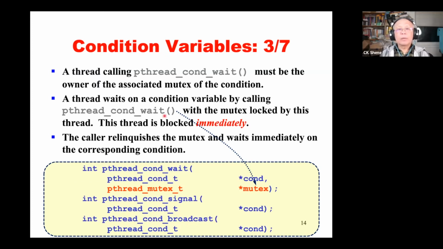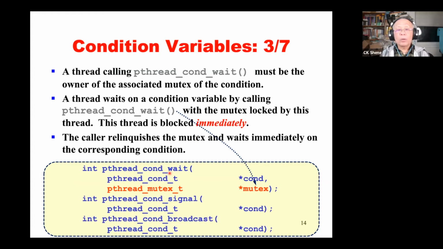So let's look at thread waits. When a thread must wait on a condition variable, the thread must provide the mutex lock it has already acquired earlier to pthread_cond_wait. So basically, condition wait has two arguments. The first one is a pointer to a condition variable. The second one is a pointer to a mutex. This mutex was acquired by the caller some time ago. In other words, when a thread calls condition wait, it must be the owner of the associated mutex lock.